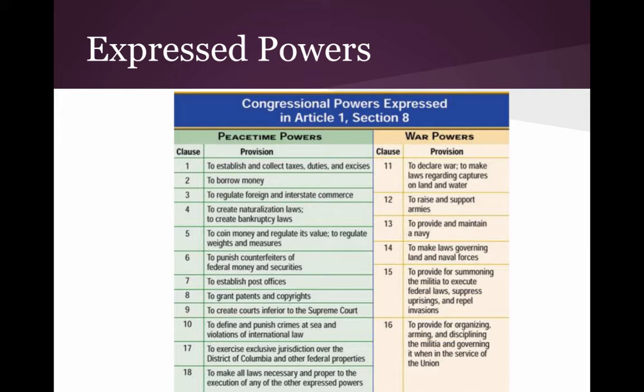The express powers of Congress can be found explicitly in the Constitution, more specifically under Article 1, Section 8 of the Constitution. Under this component of the Constitution, it lists Congress's 18 specific powers. This was done in the spirit of limited government, meaning that the framers did not want the government to have too much power, so they tried to limit it by saying, hey, these are the powers that you have. What we're going to see over time is that Congress has taken these 18 powers and used them to slowly expand upon their power.